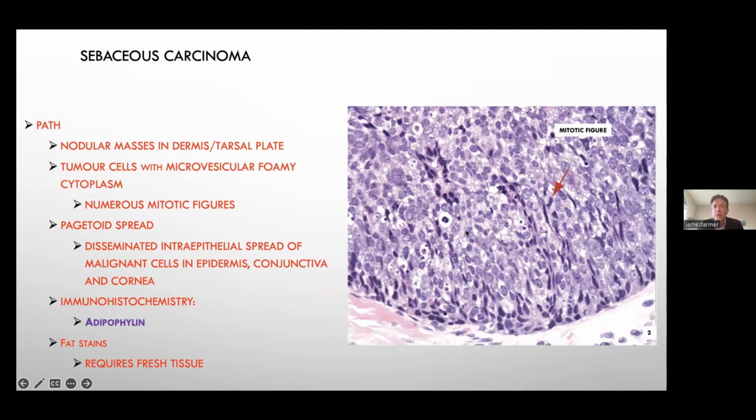Numerous mitotic figures. The sebaceous carcinoma is prone to pagetoid spread, and that's a very important diagnostic feature in this cancer. It goes onto the conjunctival surface when it's coming from the meibomian glands, and it will go into the epidermis when it occurs in the glands of Zeiss, or sometimes even in the meibomian glands. And you all are very familiar, I'm sure, with pagetoid spread being disseminated intraepithelial spread of malignant cells.